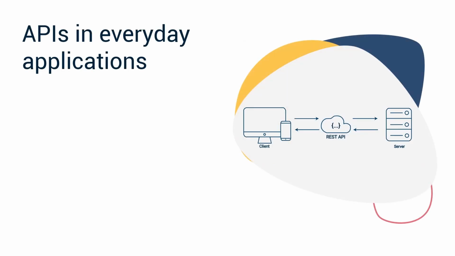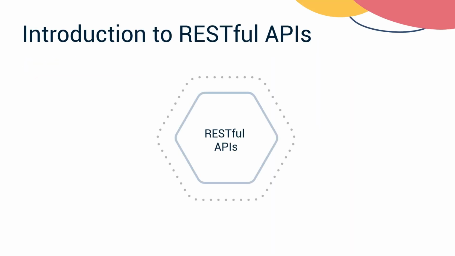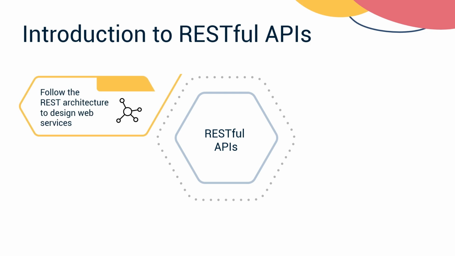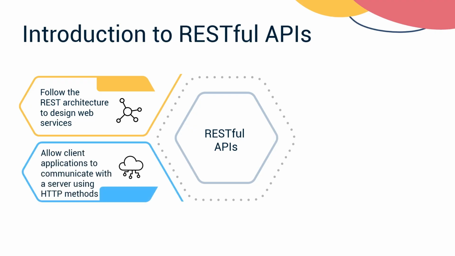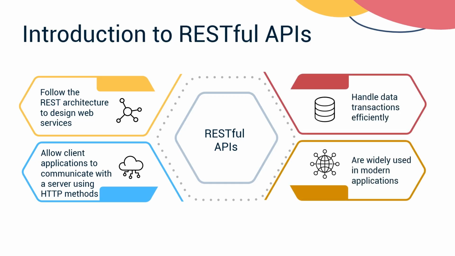Every time you order food, book a ride, or stream a video, an API processes your request behind the scenes. Many of these APIs handle data transactions smoothly using REST architecture. A RESTful API follows the representational state transfer, or REST, architecture to design web services. It allows client applications, such as web browsers or mobile apps, to communicate with a server using HTTP methods such as GET, POST, PUT, and DELETE. RESTful APIs handle data transactions efficiently, making them widely used in modern applications.